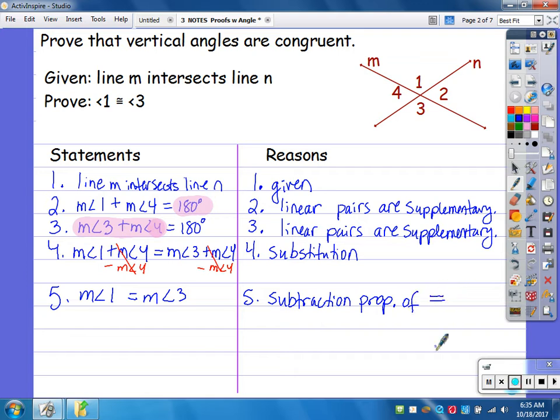And now I know that if the measure of one angle is equal to the measure of another angle, then those two angles are congruent. So my last step is that angle 1 is congruent to angle 3, and I know that by definition of congruent. Remember, the definition of congruent angles is that they're angles that have the same measure. So statement 5 says they have the same measure, so now I can say that they're congruent. And I have finished with that proof.